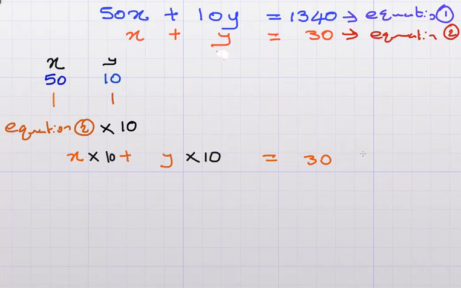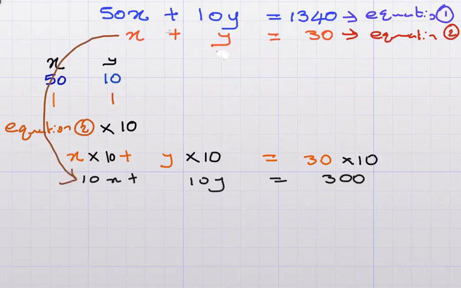So x times 10, 30 times 10. So what do we get now? x times 10 is 10x plus y times 10, 10y. And 30 times 10, 300. Now we have got an equation, but is it a fresh equation? No. It's just another way of writing equation 2. So x plus y equals 30 and 10x plus 10y equals 300.